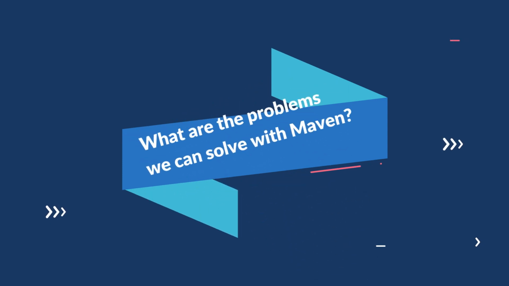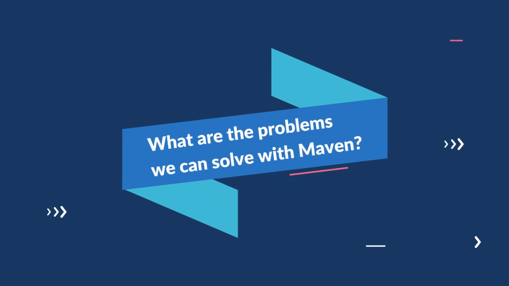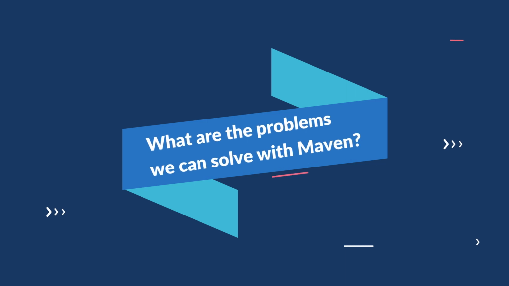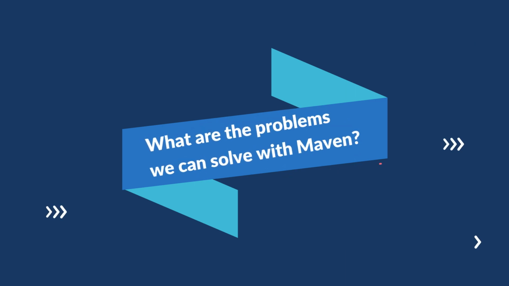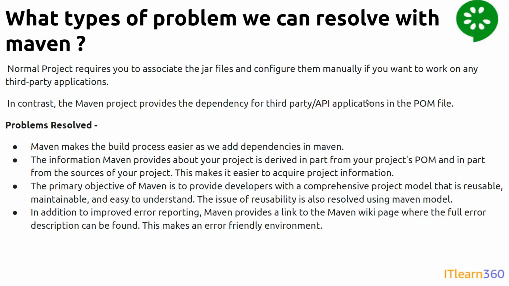Now, let's talk about what types of problems we can resolve with Maven. Maven resolves lots of problems. If you consider a normal project, it needs a jar file, and that jar file we have to configure manually. Adding a third party to your application also makes the manual steps difficult. Maven just cuts out this part. Maven makes it very easy. Just add the dependencies to your project, and then you can easily configure them.